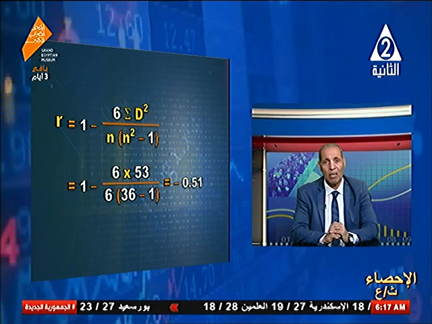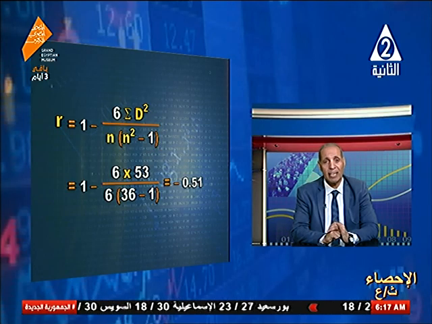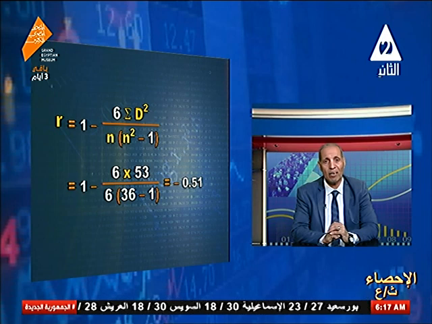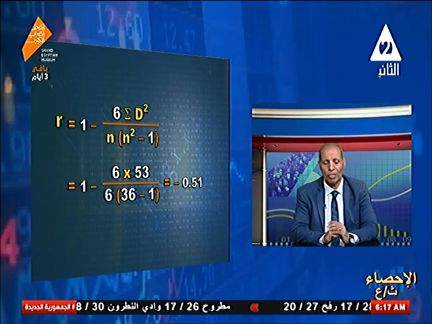We have direct perfect when r equals 1. Inverse perfect, r equals negative 1. r equals 0, no correlation.